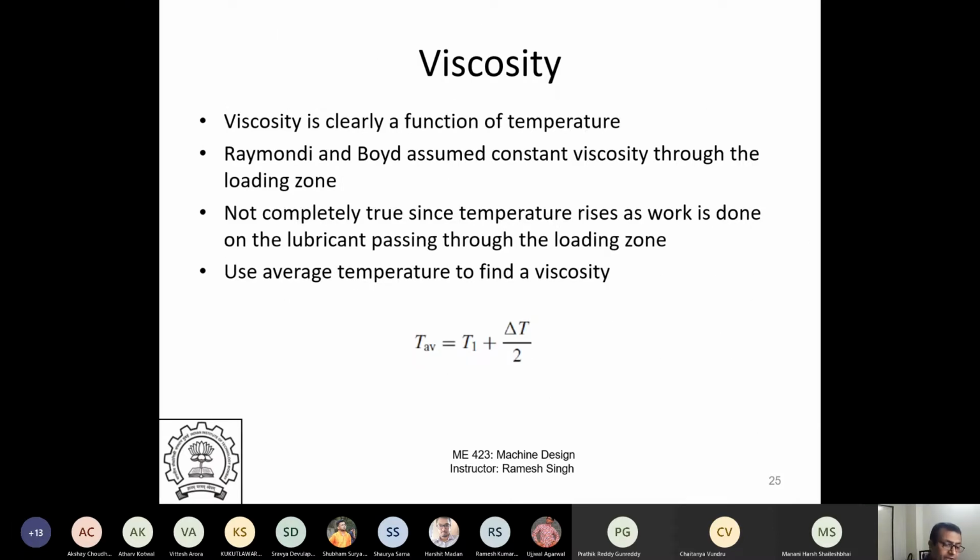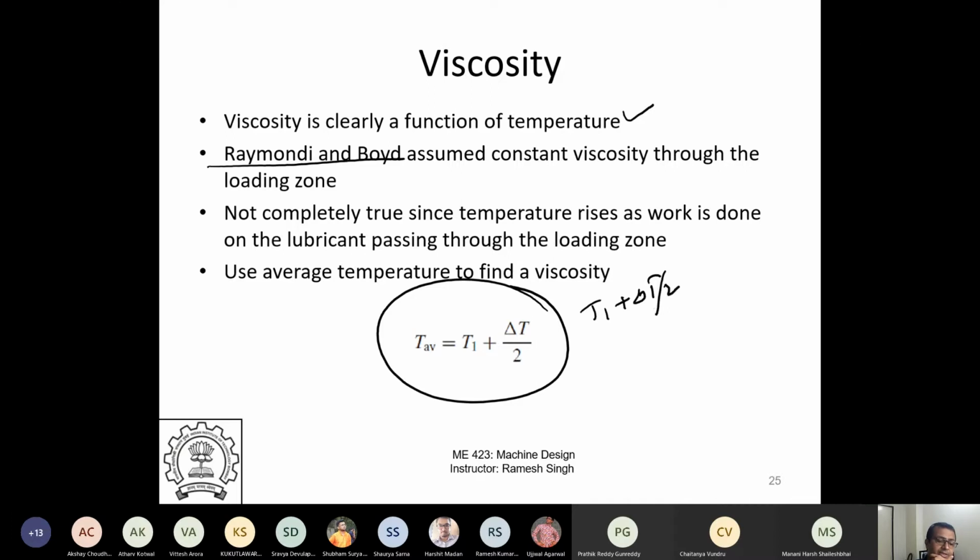So viscosity is a function of temperature. We know that at higher temperature, it will be less viscous. But there is a solution by Raymondi and Boyd for the Reynolds equation. They assumed constant viscosity in the loading zone, and then they found the temperature as T1 plus delta T by 2. They used the average temperature to find the viscosity.